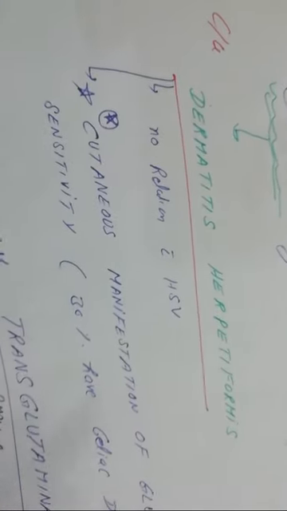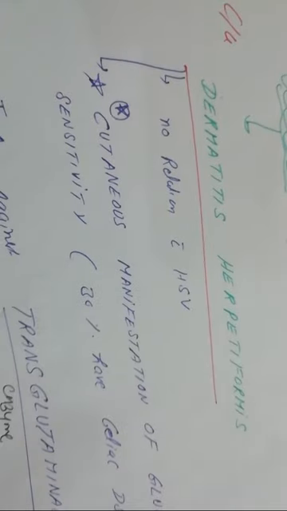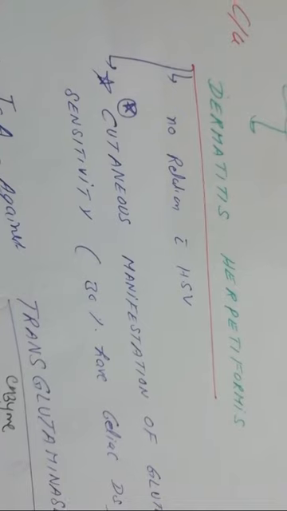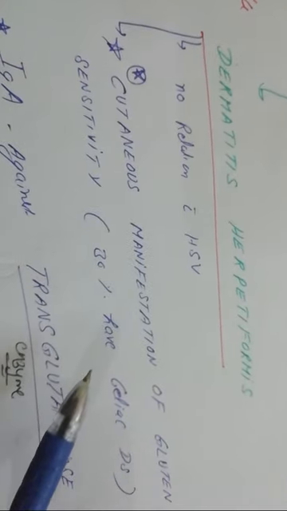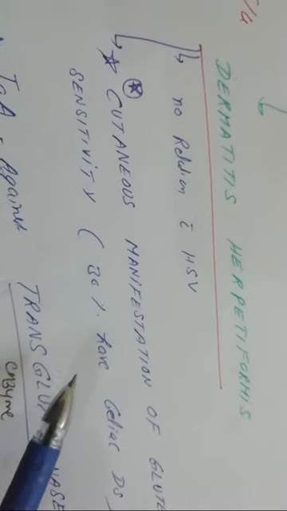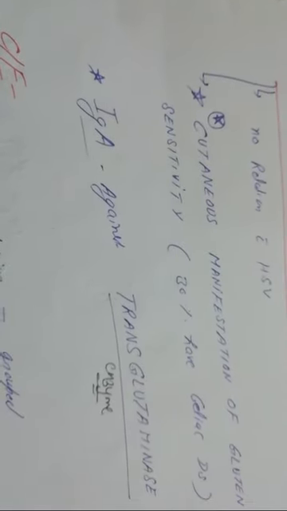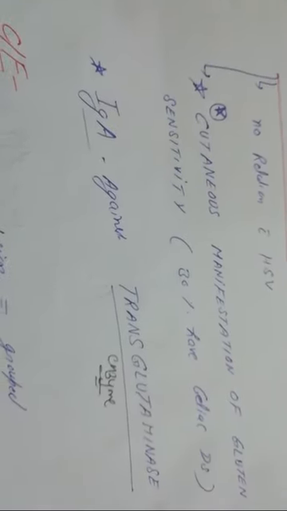And the next point written here is a cutaneous manifestation of gluten sensitivity. 30% of patients with celiac disease have this gluten sensitivity. And the next point written here is that the antibodies are against the transglutaminase, which we have already seen in the pathophysiology. So these antibodies go and act on the dermoepidermal junction, right? Dermoepidermal junction.